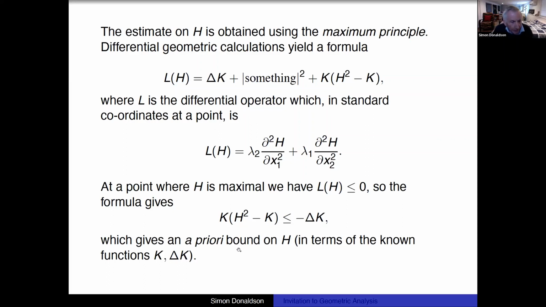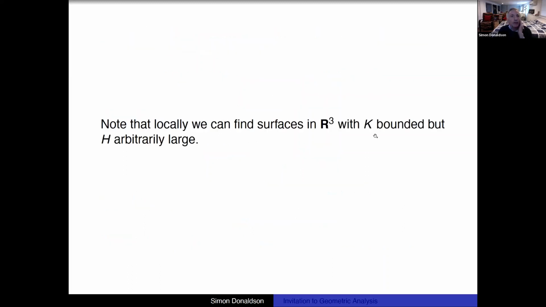So this is a typical example of how such an a priori estimate can be proved using the maximum principle and some rather formidable differential geometric calculations. Note, this is a global fact, this bound on H in terms of K. Locally, we don't have anything like this.